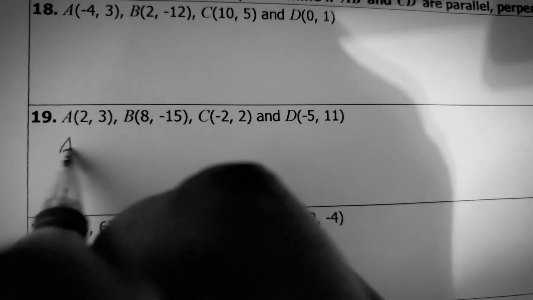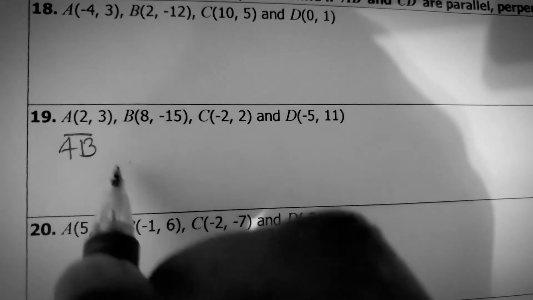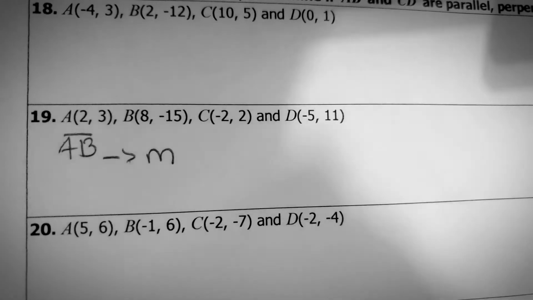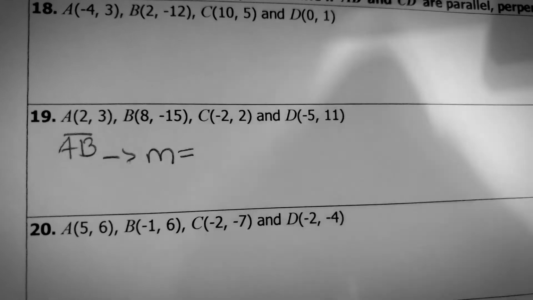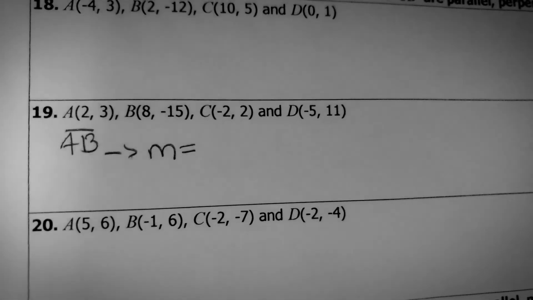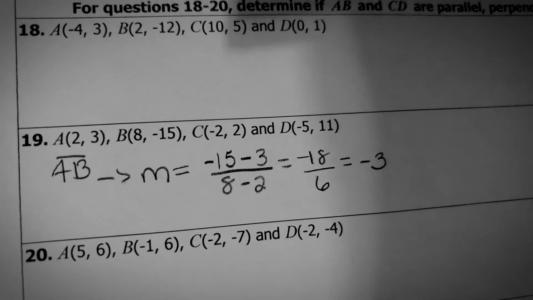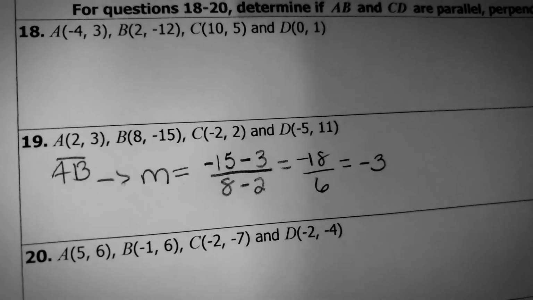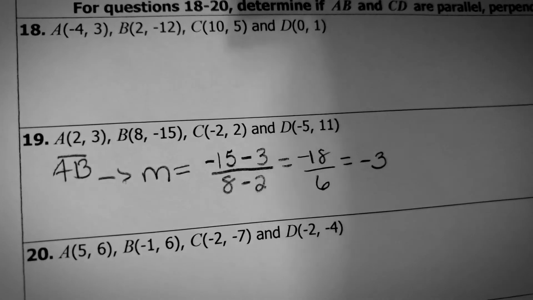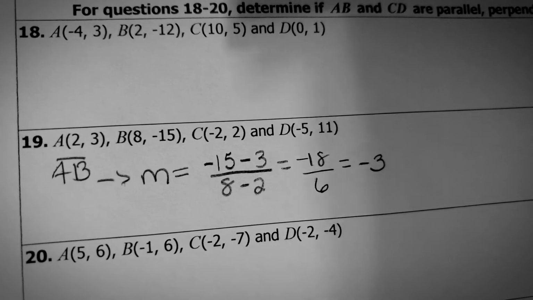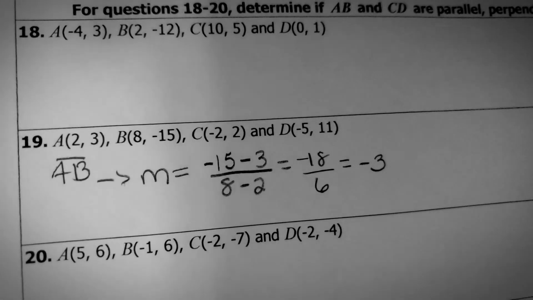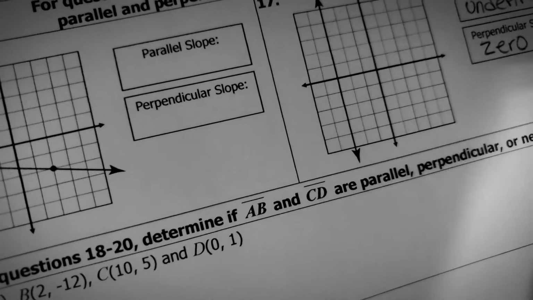So first, I want you to find the slope of AB. Okay, and remember the slope formula is the change of y over the change of x. And you should have that the slope of segment AB is negative 3, sorry. Next, what I want you to do is find the slope of segment CD.